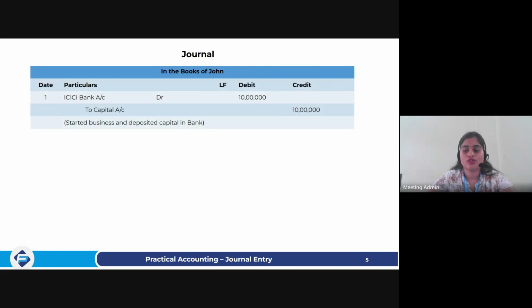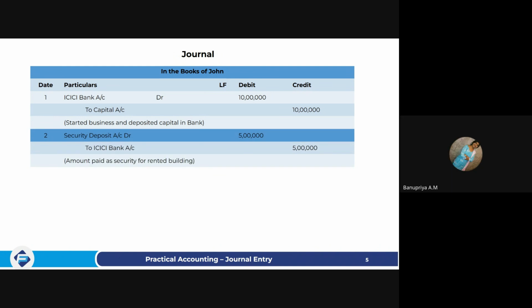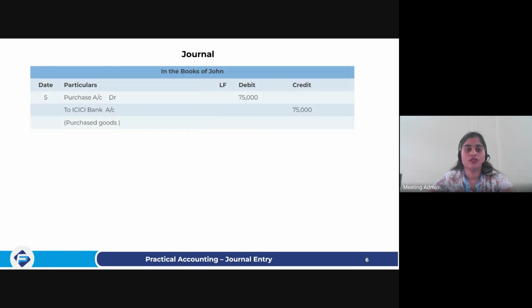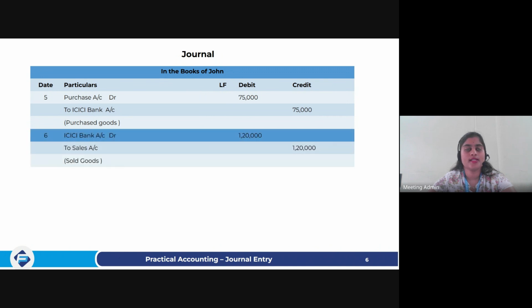Let me show you the answers also. The transaction: furniture account debit to ICICI bank account. Purchase account debit to ICICI bank account. ICICI account debit to sales account. You can see that if you are purchasing, obviously it will come under the debit side. If you are selling, automatically it comes under the credit side. Did you get the difference? Yes, expenses will come under the debit side and incomes will come under the credit side. Okay.